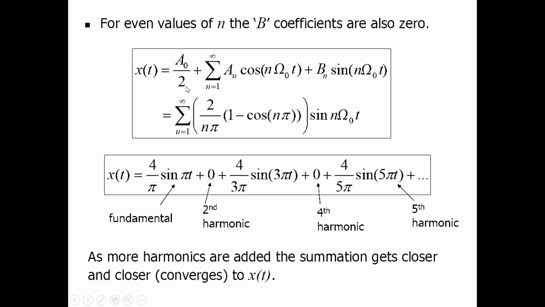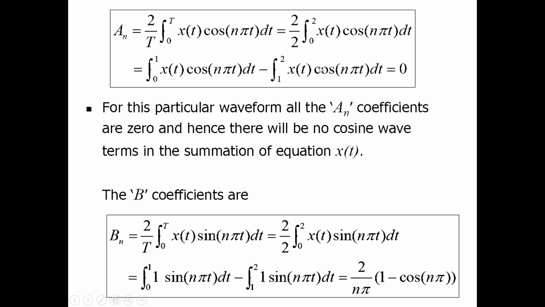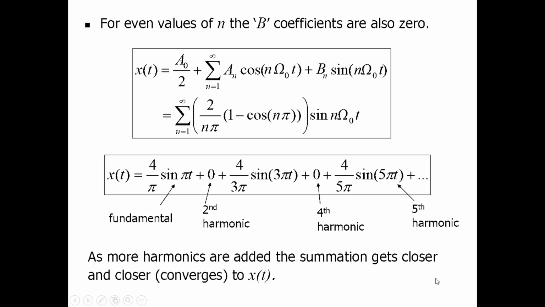a naught by 2. This is the DC value, and since cosine terms are all 0, the an terms are 0, so this term will be 0. Only sinusoidal components will be there. This sine will appear here. We will put the value of bn. bn was calculated to be 2 over n pi times 1 minus cos n pi. So this value is put from n equal to 1 to infinity, because for even values, the b coefficients will also be 0.